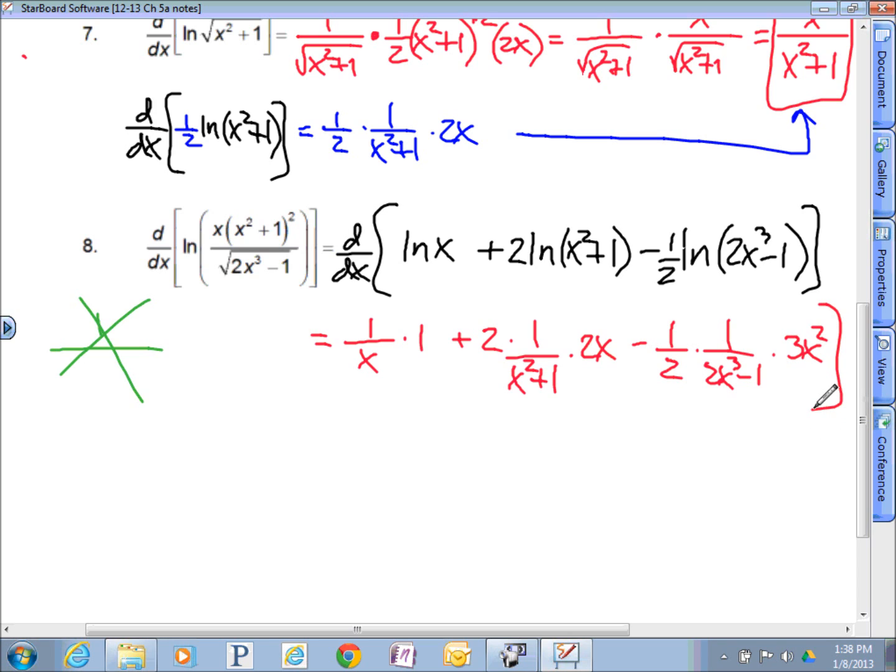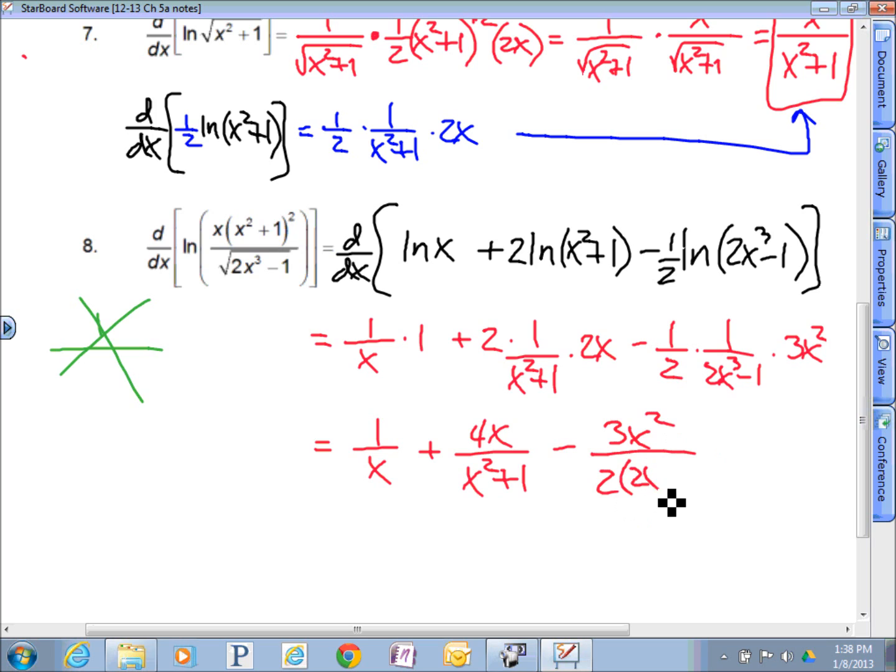So there, that red thing, whoops, I guess I need this bracket. That red thing would be my derivative. Now it's up to me to simplify. It looks like I'm going to have 3 terms. So if I start cleaning them up, here's a 1 over x plus, looks like I have a 4x over x squared plus 1 minus, how about a 3x squared over 2 times the quantity 2x cubed minus 1.